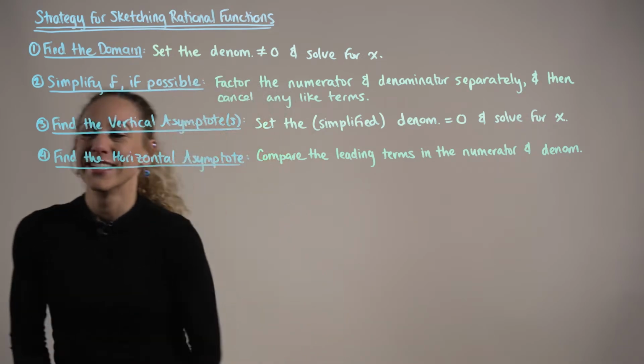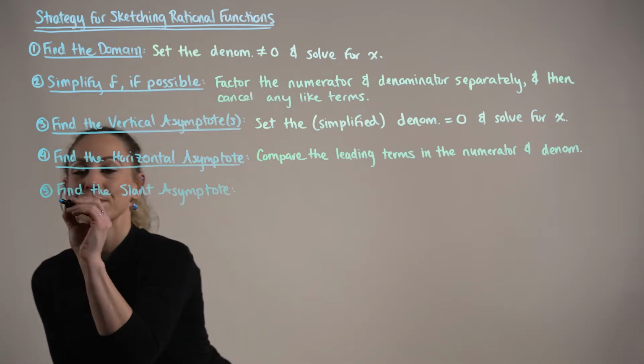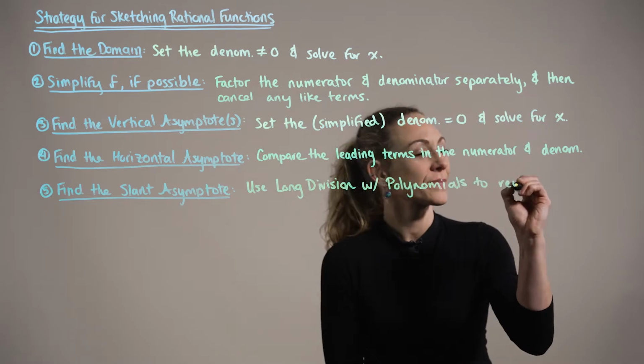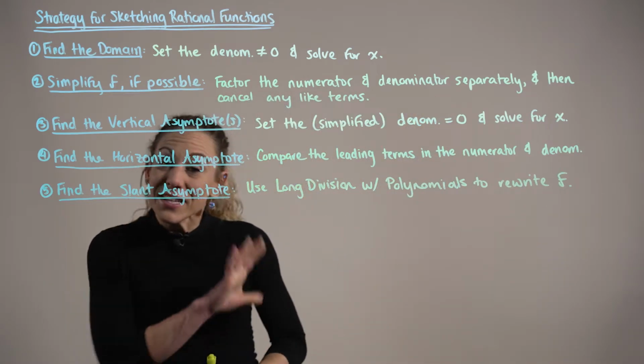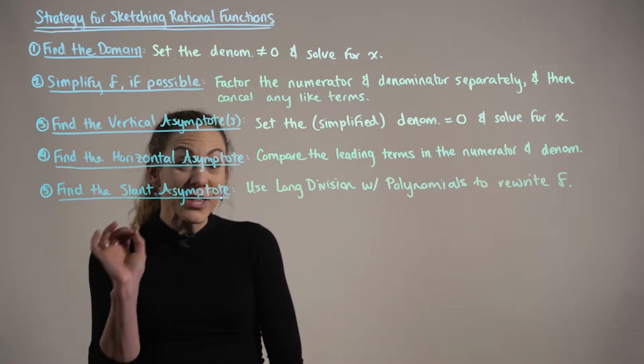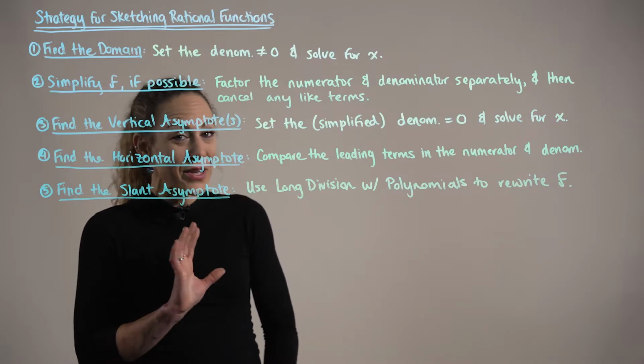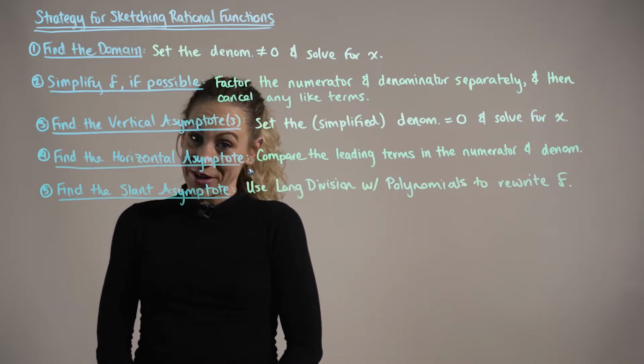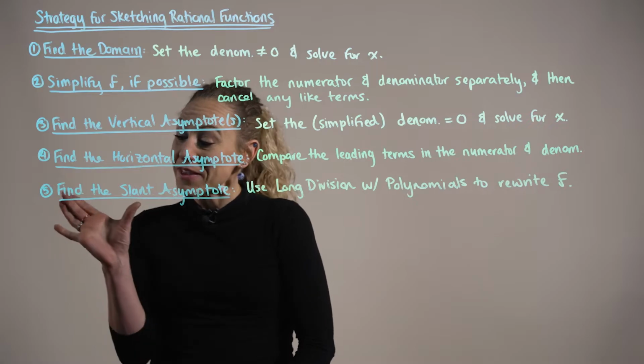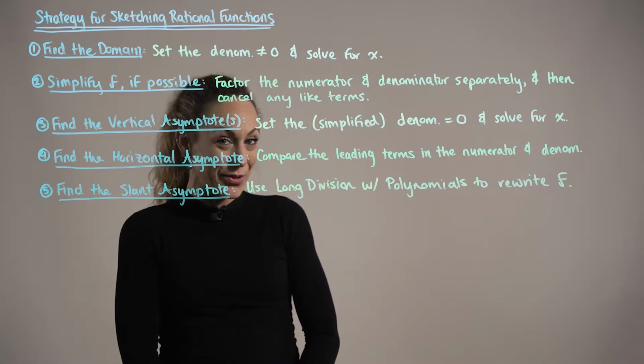Step 5. Now in step 5, this is only going to apply when the degree of the numerator is exactly 1 degree greater than the degree of the denominator. And we know that that applies to finding slant asymptotes.